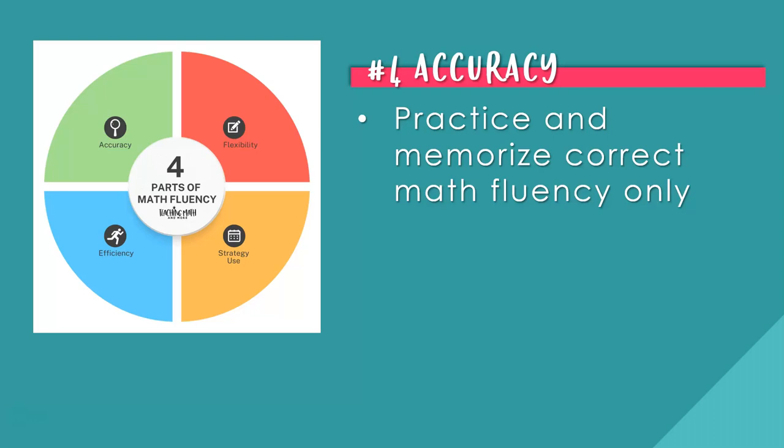Part 4 of math fluency is accuracy. It's the last part and probably the most important one. Practicing, memorizing math facts that are correct and accurate. Be sure to make corrections and share with students only correct answers. So let's look at some ways to practice and memorize those correct facts.